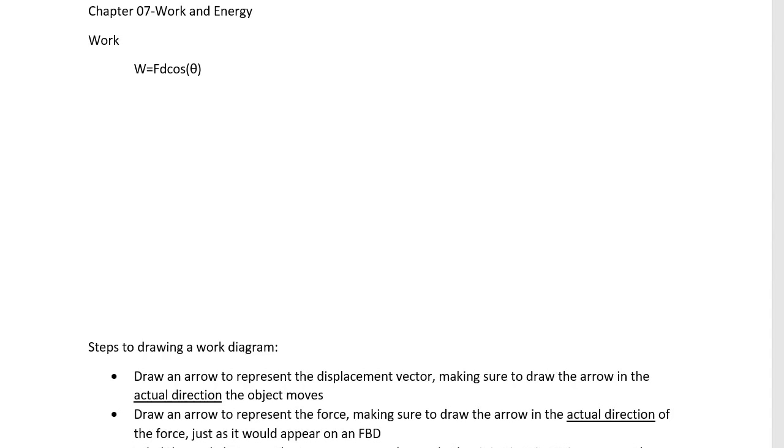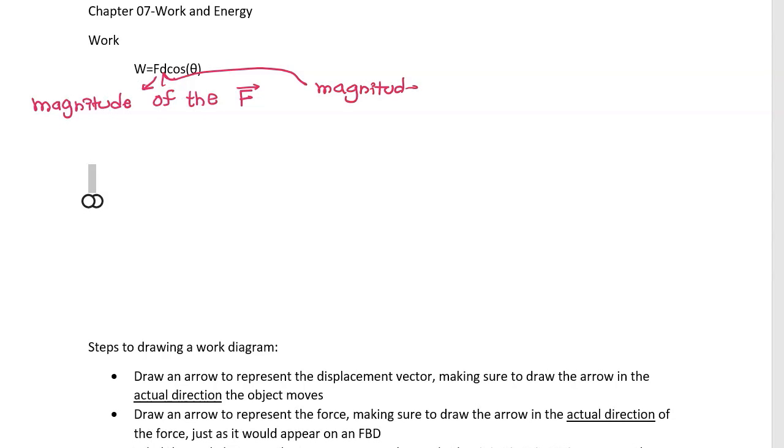Chapter 7, this module is on work and energy. So first of all, it's important to understand that you can only do work if the object moves. So here's the equation to calculate work. Work is equal to F, the magnitude of the force vector, times D, the magnitude of the displacement vector, times the cosine of the angle between the force and the displacement vector.